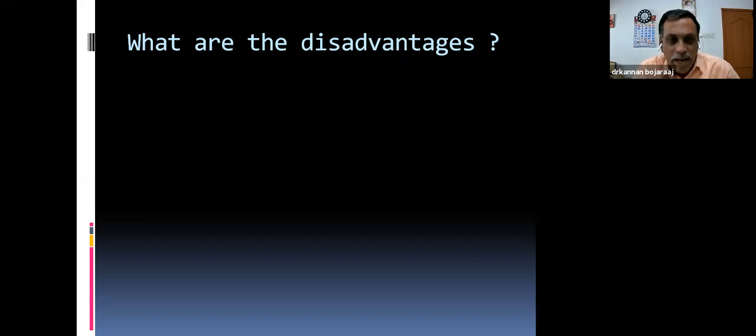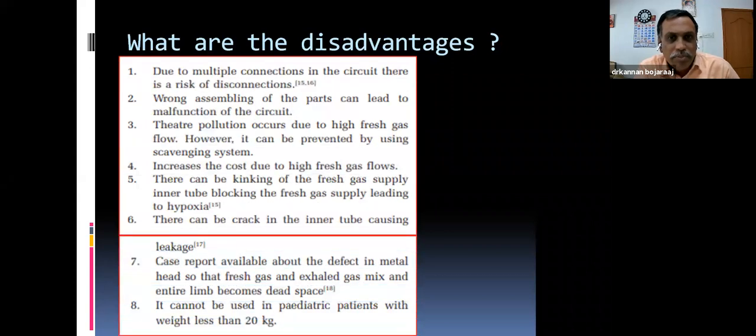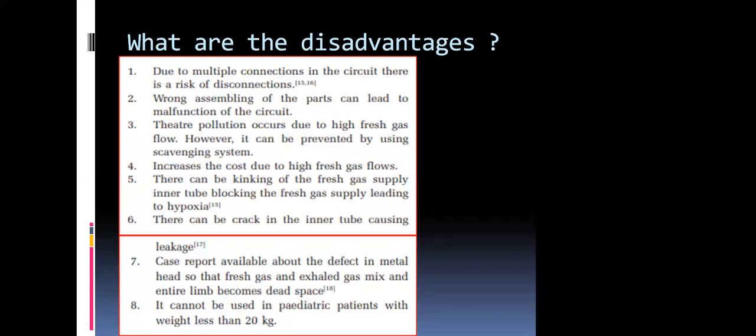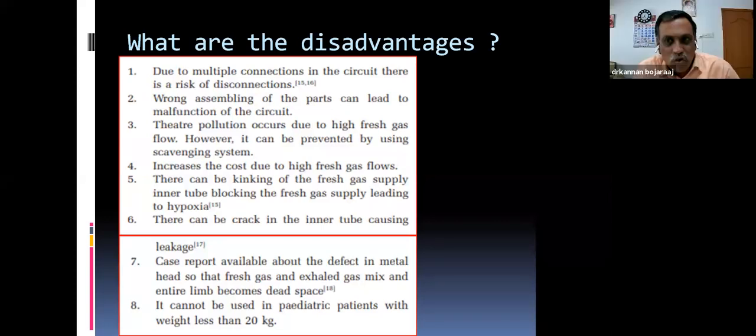Due to the multiple connections in the circuit, there is a risk of disconnections, which is very common. And wrong assembly of the parts will lead to malfunction of the circuit, then theatre pollution, what I already told, very good. And increased cost due to high fresh gas flow. That is the most hitting topic because there is wastage of gases, and economy is not user friendly, with increased cost and wastage of gases.